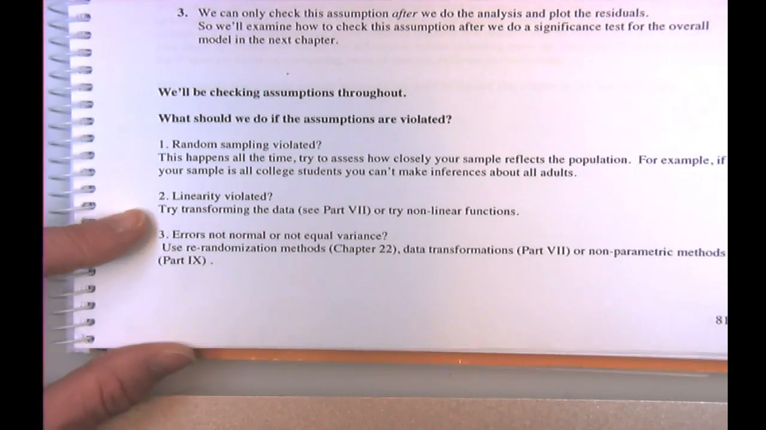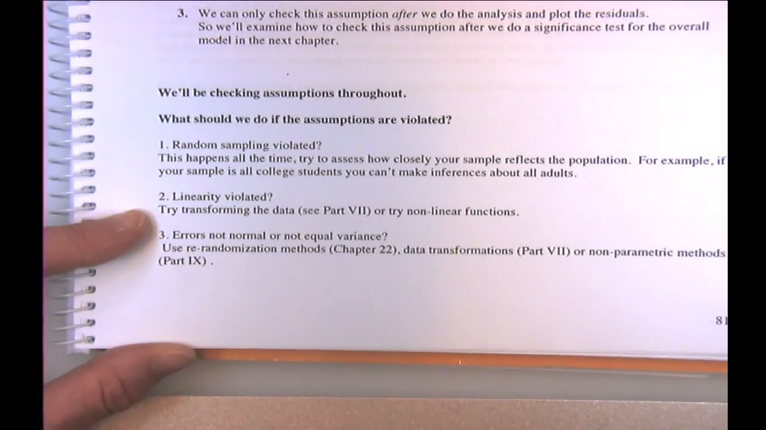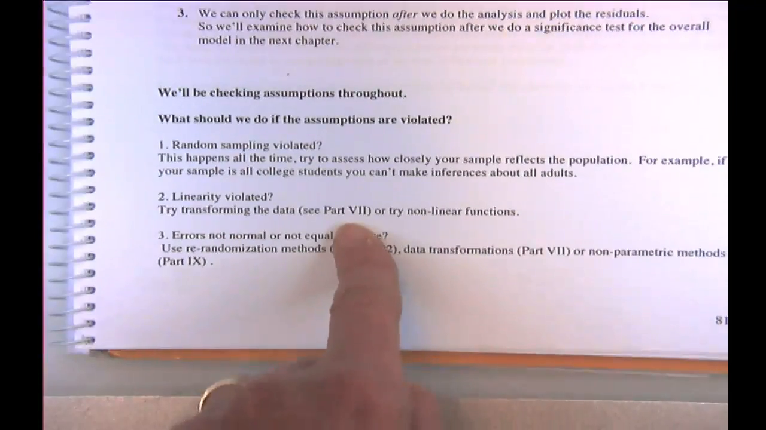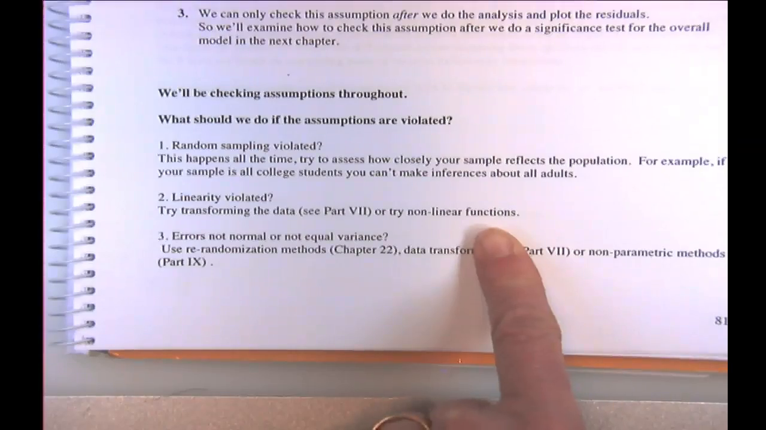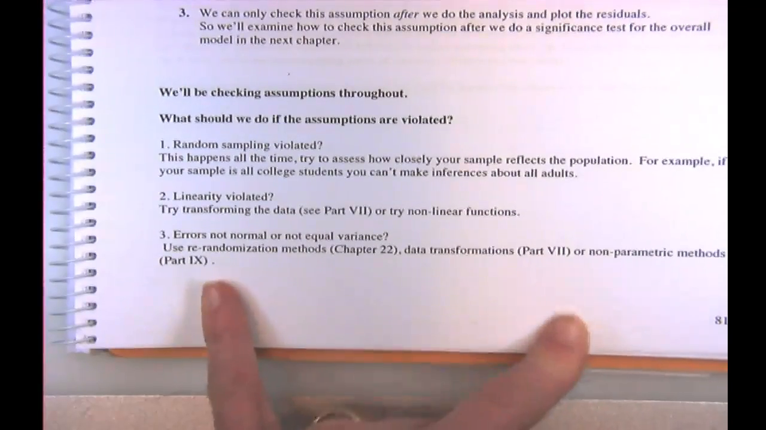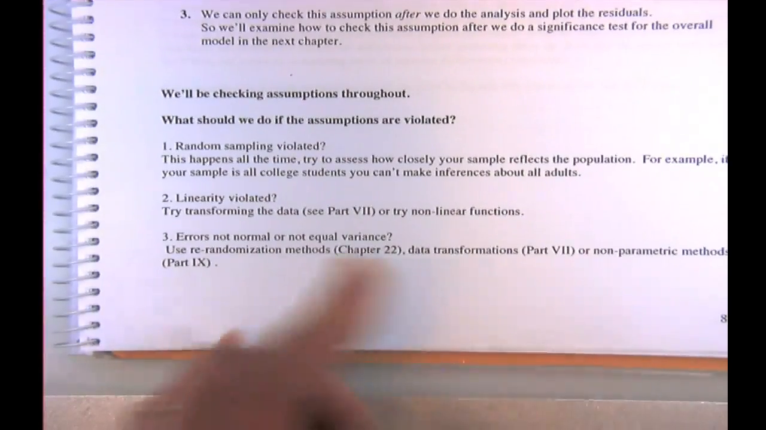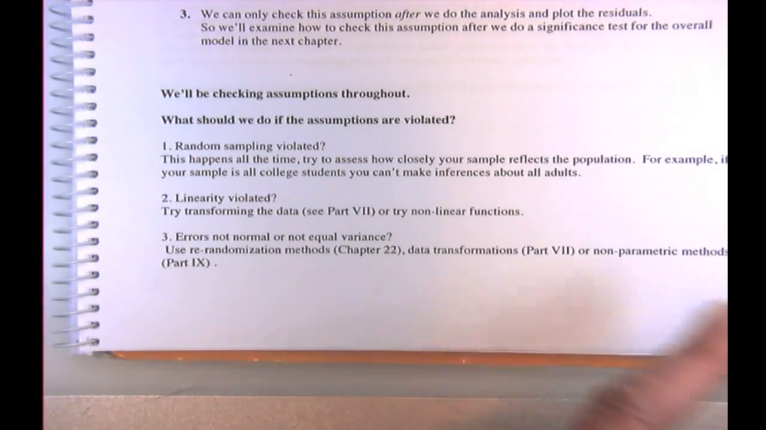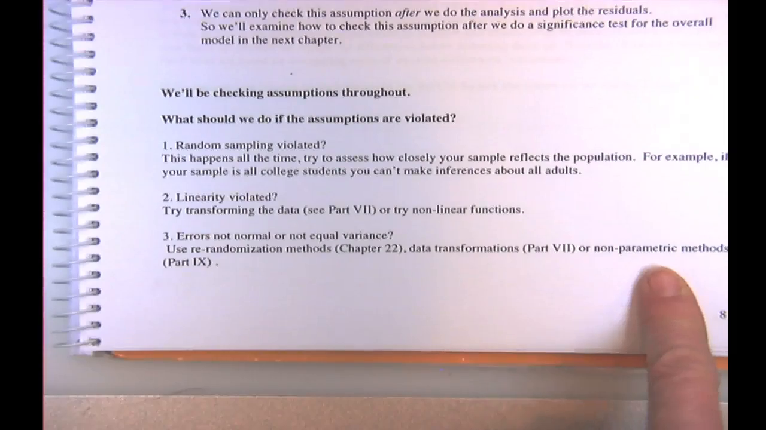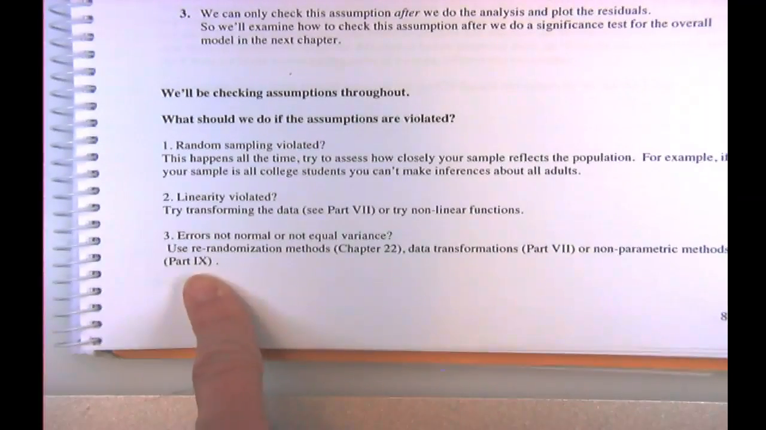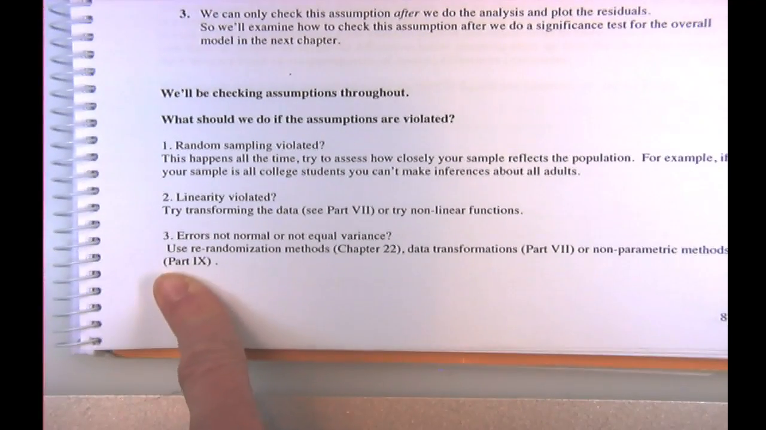And then if the linearity is violated, we're going to try transforming the data, and that's in part 7 to come, or try nonlinear functions. And if the errors aren't normal and they don't have equal variance, well, we can do some other techniques. We can use these non-parametric techniques that don't make any assumptions. I love that. That's a lot of fun. That's in part 9. We're going to look at that.